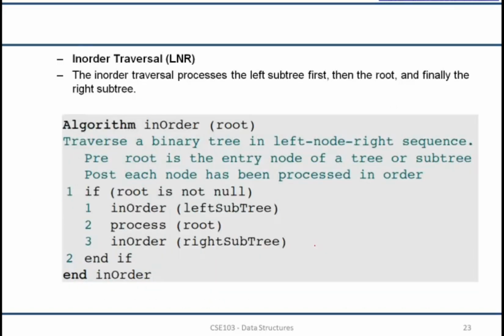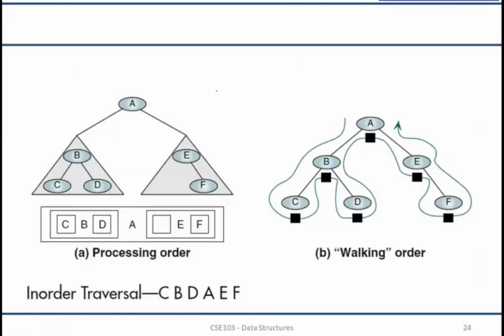Now the in-order traversal. In in-order traversal, it is given as LNR. First visit the left subtree, then the root node, then the right subtree. It processes the left subtree first, then the root node, and finally the right subtree. Now let us take the example. See here, the given tree. As I already told you, first the left subtree will be processed.